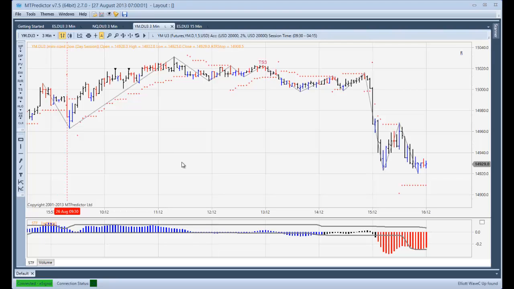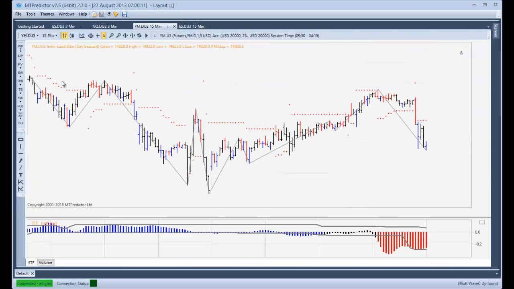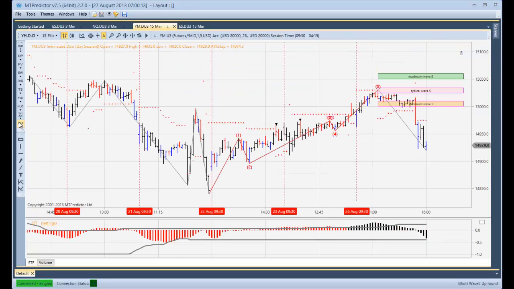However, what we teach for the more experienced MTPredictor traders is to go to the higher time frame. So from the 3-minute chart, we'd then go out to the 15-minute chart. And then what do we do? Hang on, I'll just take my analysis off that was already on the chart. What we do now is place our larger degree analysis on the 15-minute chart.